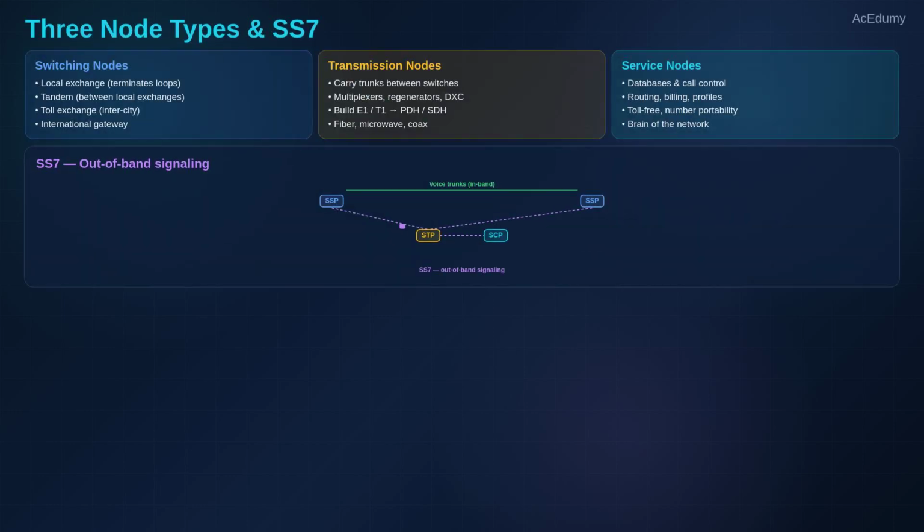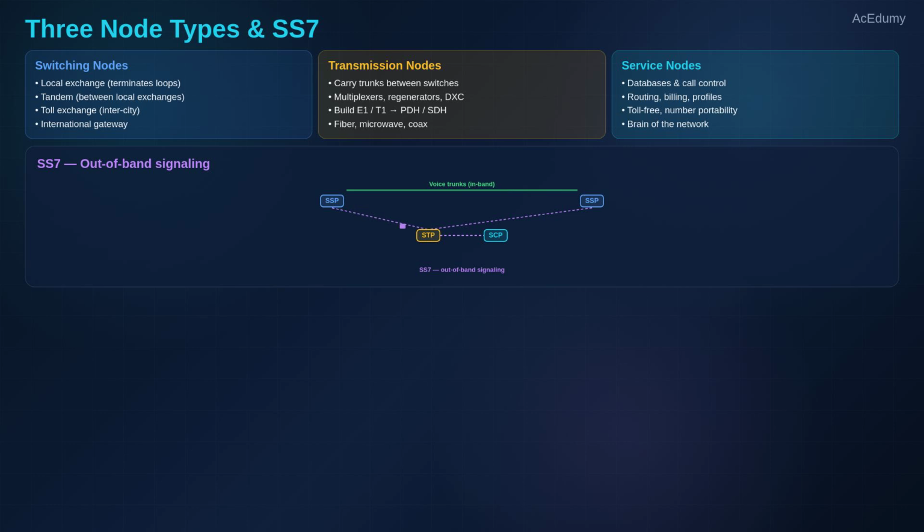Inside this hierarchy, you will find 3 different kinds of nodes: switching nodes, transmission nodes, and service nodes. Switching nodes are the actual exchanges. Their job is to set up the path for each call. There are several flavors. The local exchange terminates subscriber loops and switches calls between local subscribers.